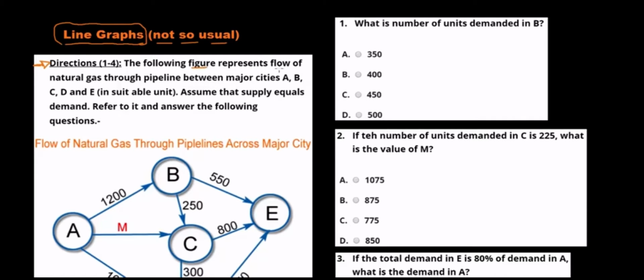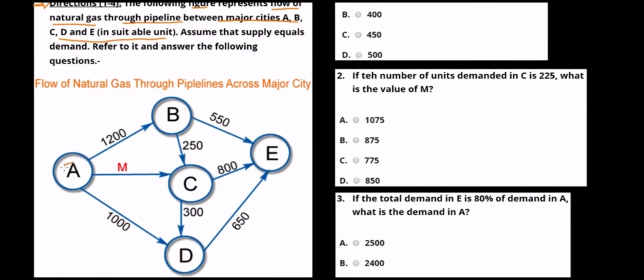The following figure represents a flow of natural gas through pipelines between major cities A, B, C, D, and E in suitable units. So what I understand from there is that A, B, C, D, E are cities, and there's gas flow through them, so flow of natural gas through pipelines across major cities. For example, 1,200 units of gas are going into the city B, and 550 units plus 225 units are leaving city B. Likewise, 1,200 is leaving city A, M units is leaving city A, 1,000 units is leaving city A. And if you look at city D, 300 units are coming in, 1,000 units are coming in, 650 units are going out. So that is an overall idea of what this figure represents.